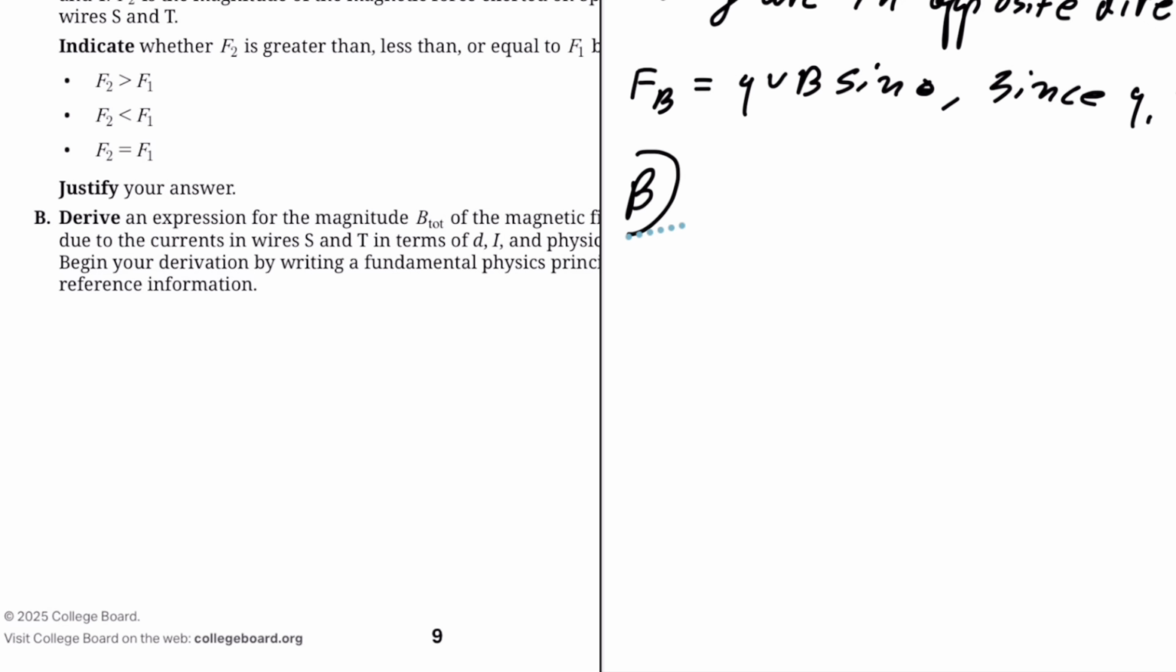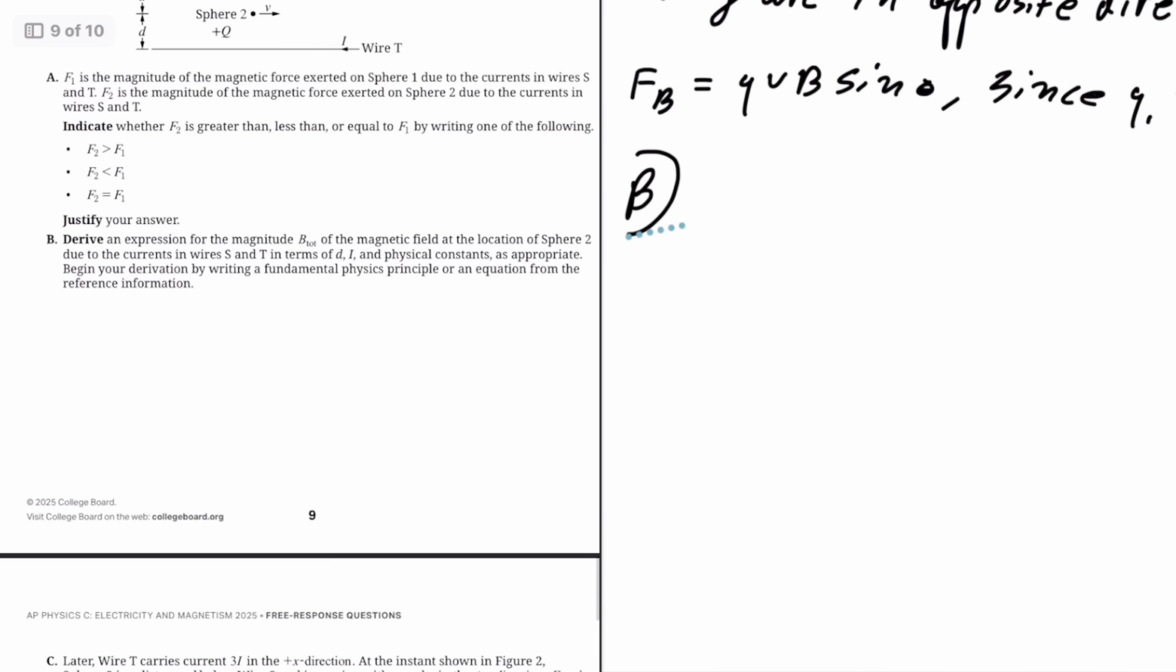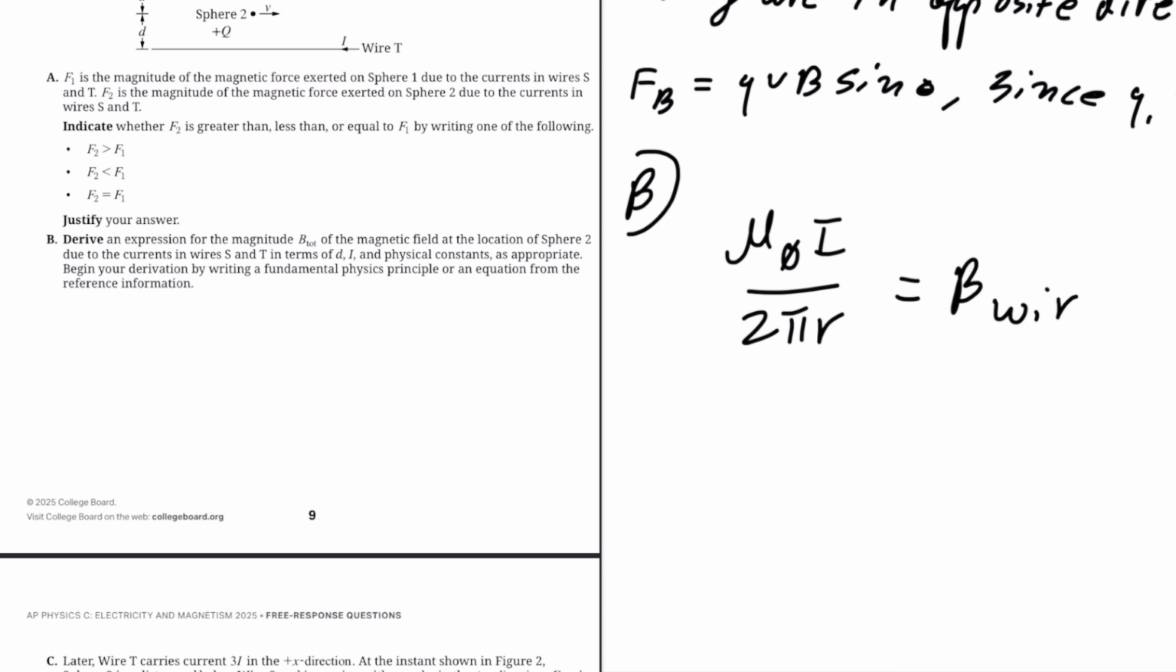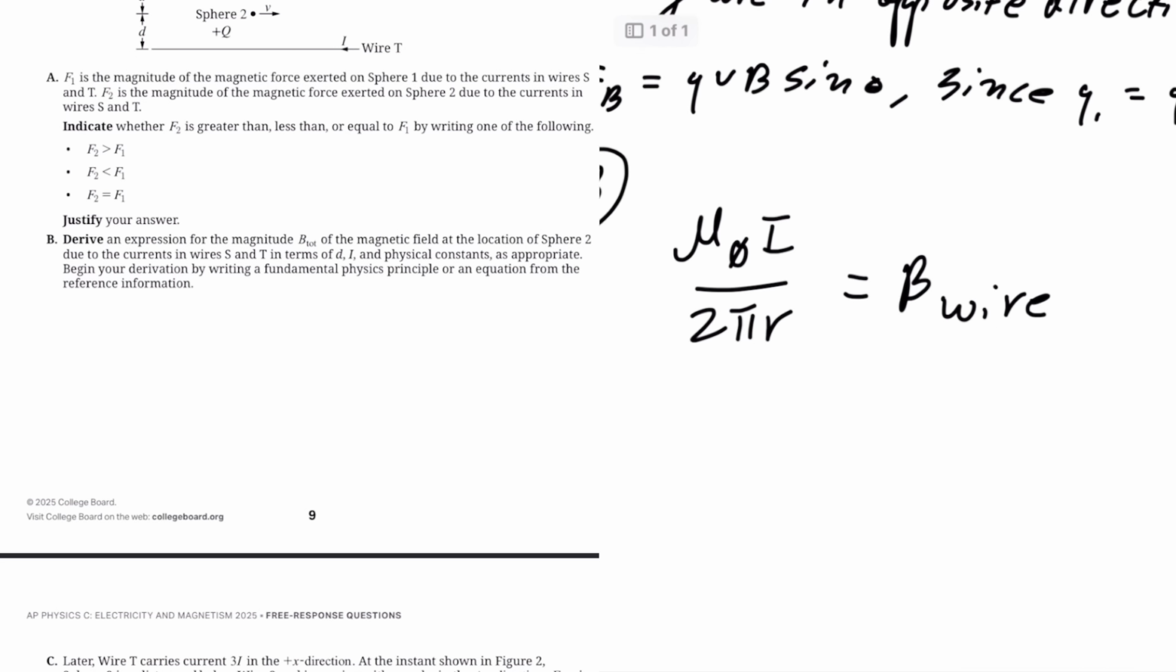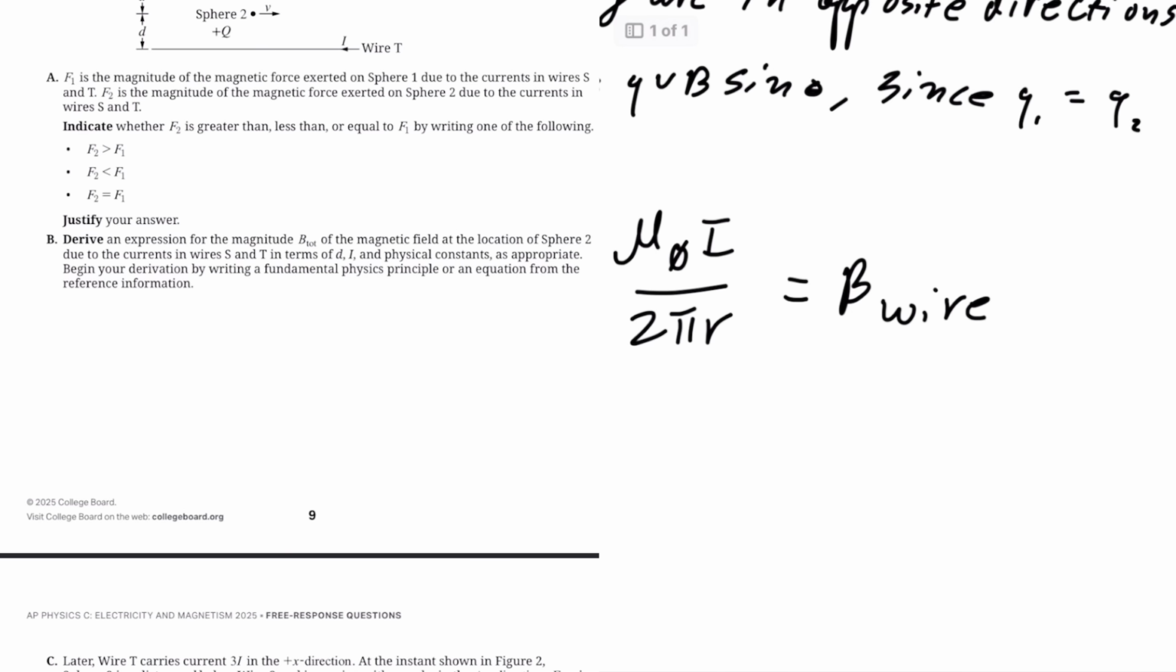But yeah, part B. Derive an expression for the magnetic field at the location of sphere 2 due to the current in wires S and T in terms of d, I, and physical constants as appropriate. Begin your derivation by writing a fundamental physics principle or an equation from the reference information. Okay, so here's the fundamental physics principle: mu naught I over 2 pi r equals B wire. This isn't on the equation sheet, but you should know this. This is derived from Ampere's law. So let's just use that.